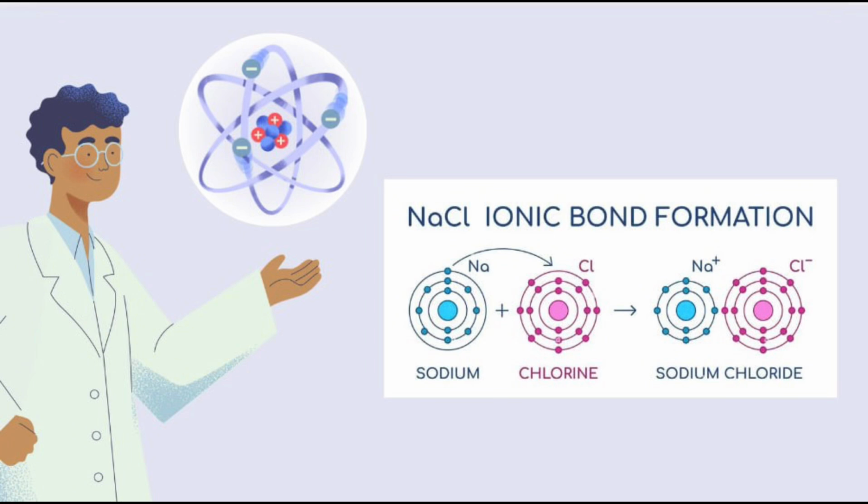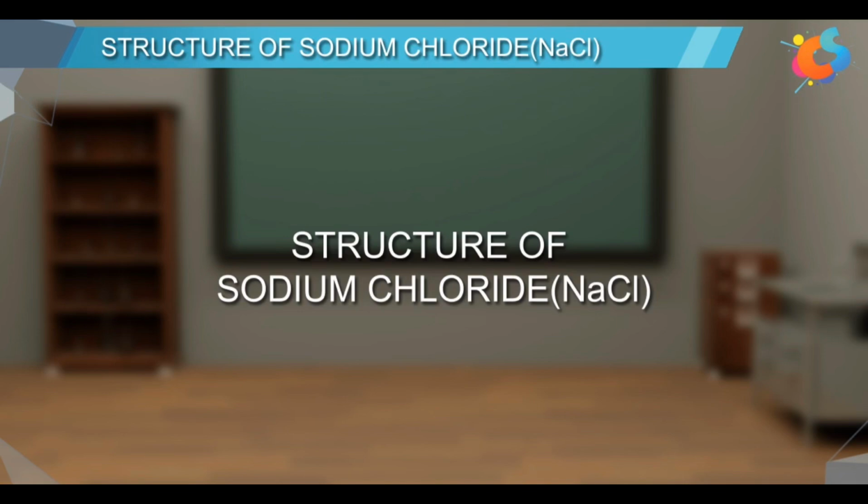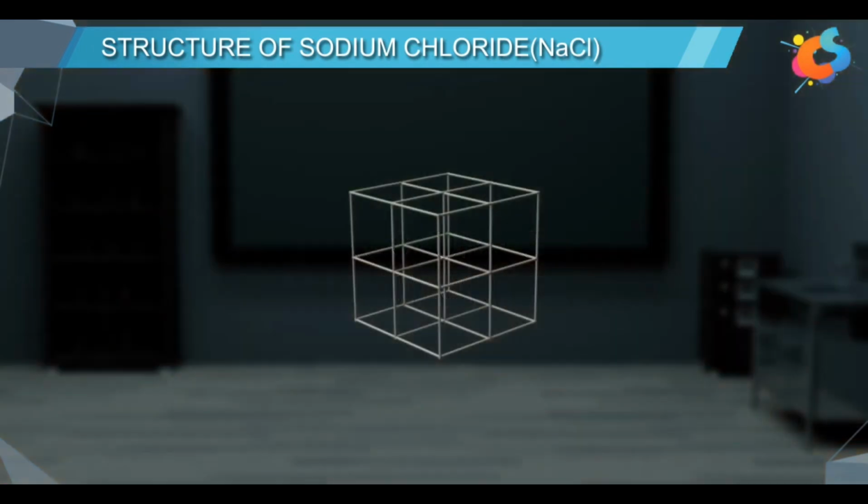In a liquid or solution, sodium ions and chloride ions are separated and move freely. However, when conditions change, like the evaporation of water or cooling, these ions begin to bond and align to form a regular repeating pattern. Next, we will discuss the structure of sodium chloride.